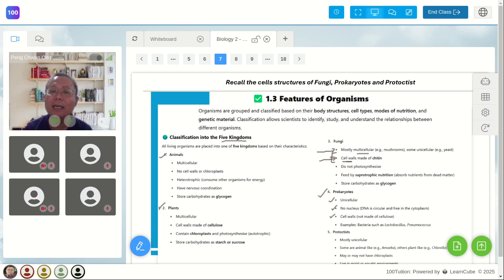Okay, and finally, the protoctists, right? They are also mostly unicellular, right? And some of them are animal-like. When we say animal-like, that means they will have the same cell structure as animals, right? Or if they are plant-like, then they will have similar or the same cell structure as plants. So if the question is about the protoctists, they will tell you whether it is animal-like or plant-like. Then we just need to use the information that we know about animal cells or plant cells to answer the question.